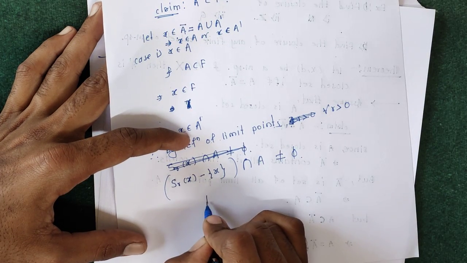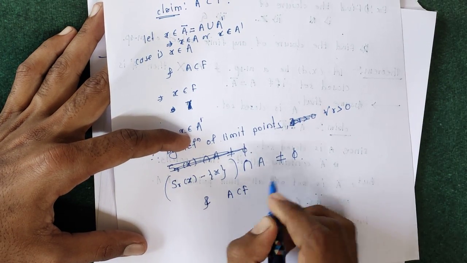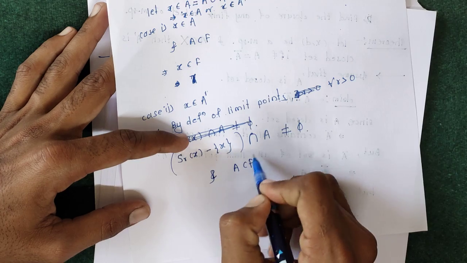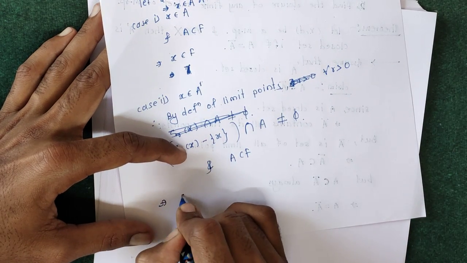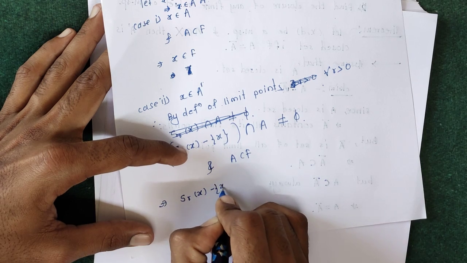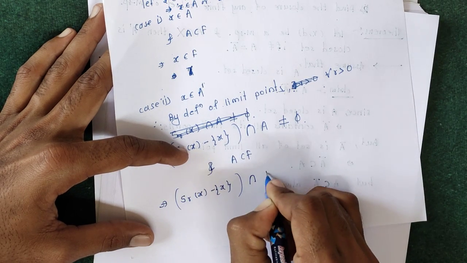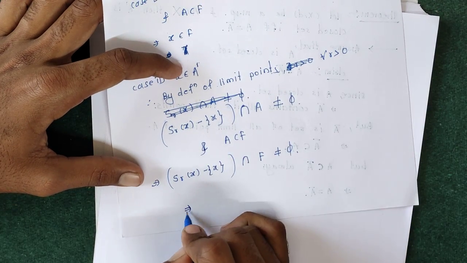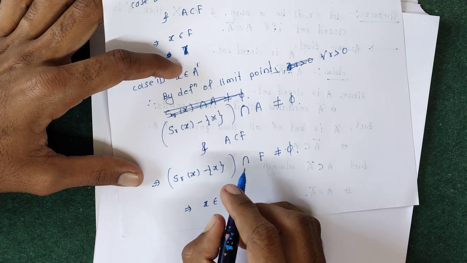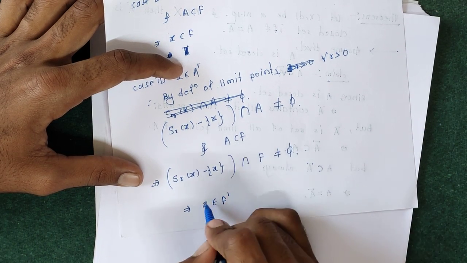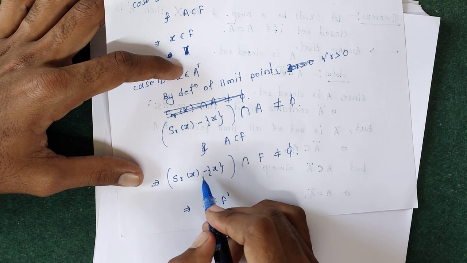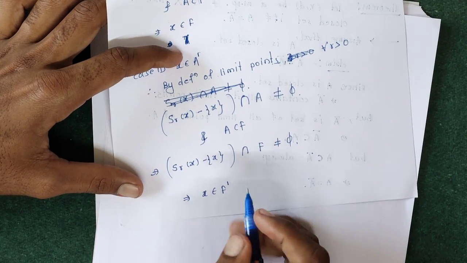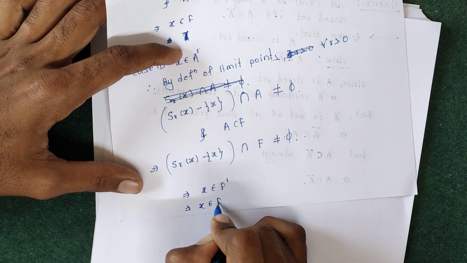Again, A is a subset of F. So, S_r(x) minus {x} intersection with F is again non-empty, because A is a subset of F. This implies S_r(x) minus {x} intersection with F is not equal to phi. So x is an element of the limit points of F, by definition of limit point, implies x belongs to F.